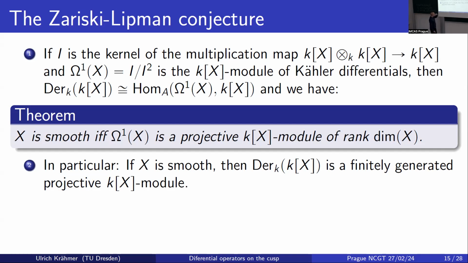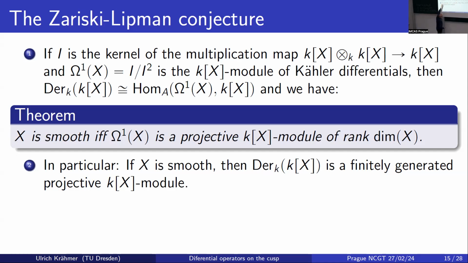And this module, the Kähler differentials, represents the functor which assigns to a module M the derivations with values in that module. And in particular, the derivations of my algebra are, by very construction of the Kähler differentials, the dual module of the Kähler differentials, the A-linear maps from omega 1 to A.